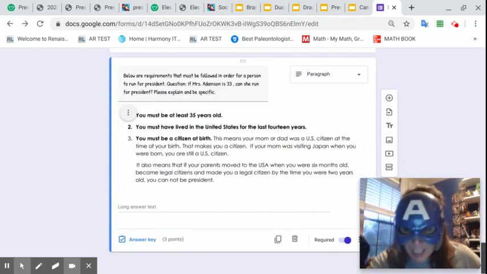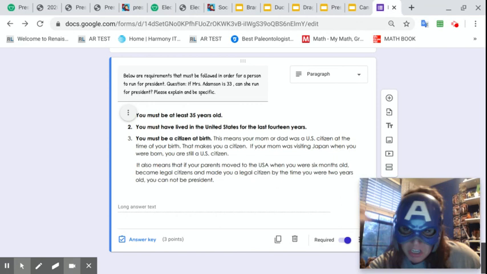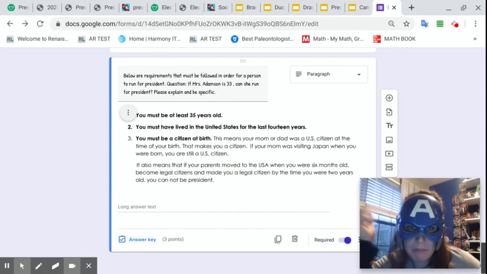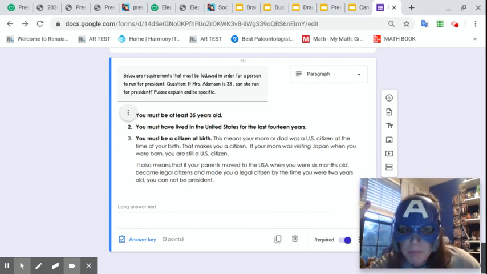So let's say you want to be a president, okay? You could. Well, none of you could because you're in 4th grade, but one day you could. But here's some rules that you have to follow if you want to be a president. You must be at least 35 years old. Okay. You must have lived in the United States for the last 14 years.